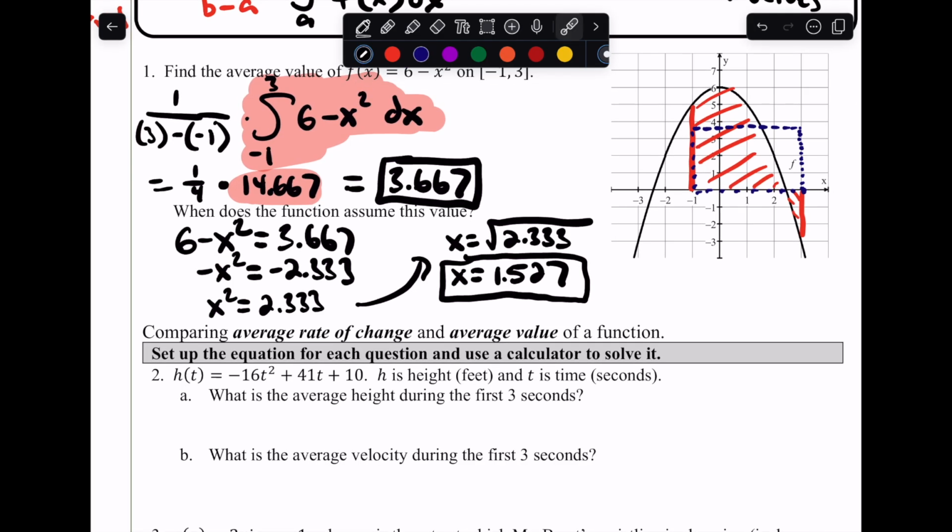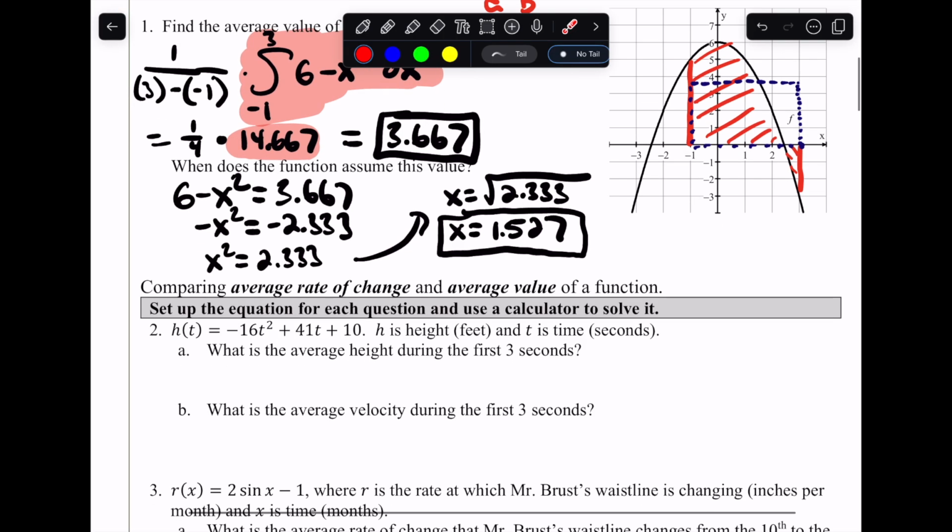And I can sort of visualize that this looks like it's about 1.5. If I go over it here, when x is equal to about 1.5, that does look like where it's hitting that height of 3.667, like we said before. So our answer can be justified and hopefully reinforced by the picture that we're seeing here as well.